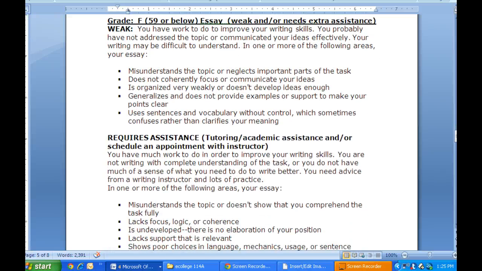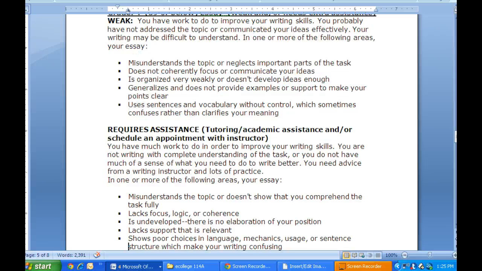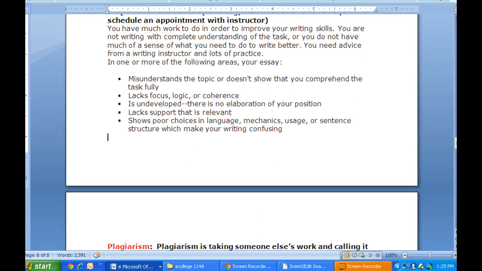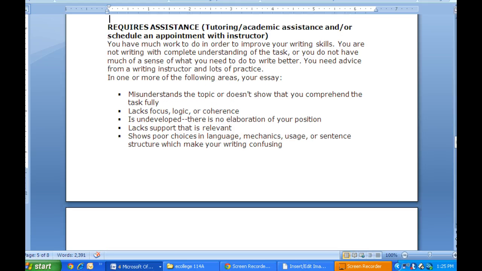And as I said, we'll make sure that you understand all of these things and you know how to achieve an A and know what an A looks like as we go along. And here is an important thing. There's a section where it says that it requires assistance. And that means that we're really worried about you and we'd really like to make sure that you get some help.